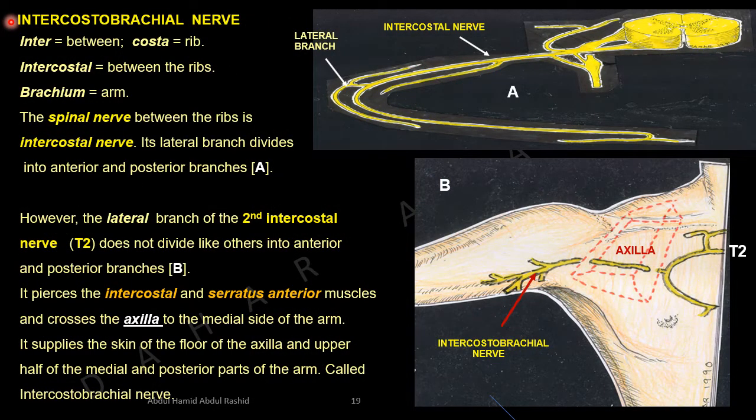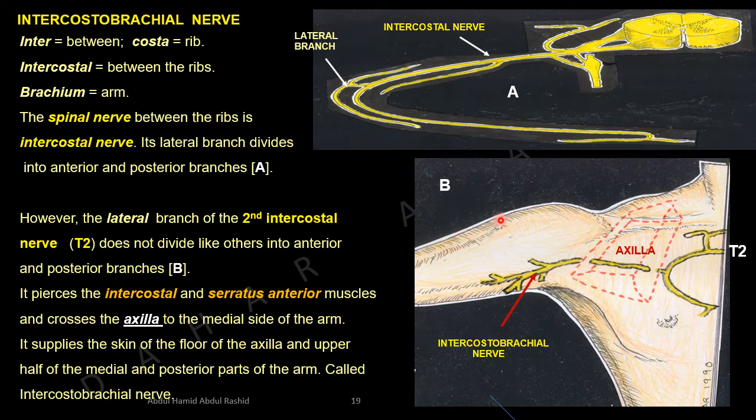Intercostobrachial nerve. Inter means between, costa means rib, intercostal means between the ribs, brachium means arm. The spinal nerve between the ribs is the intercostal nerve. We have 2 diagrams in this slide, diagram A and diagram B. This is the intercostal nerve. Intercostal nerves give a lateral branch. Usually, the lateral branch of the intercostal nerve divides into anterior and posterior branches.